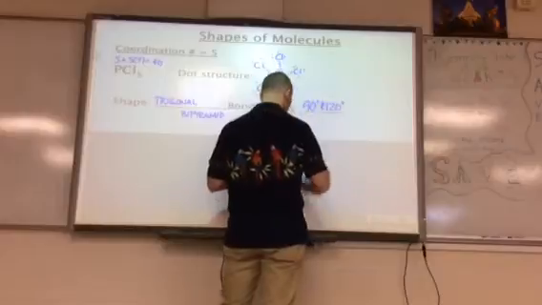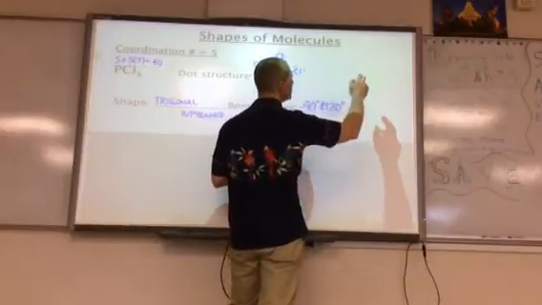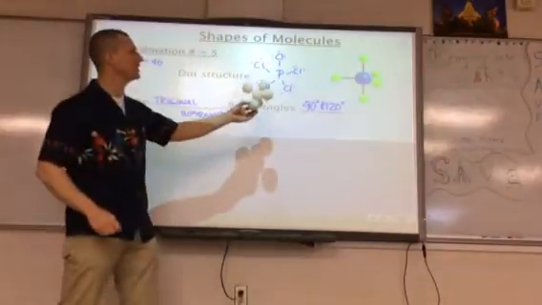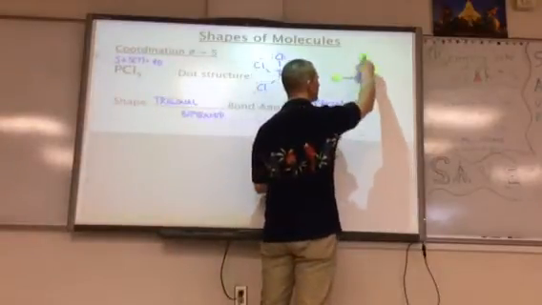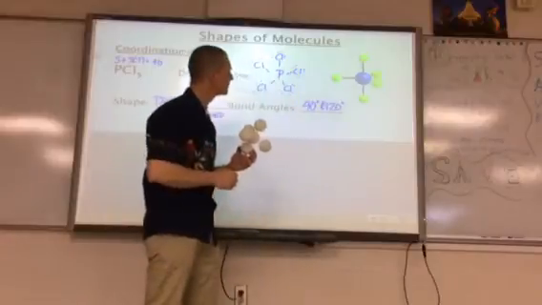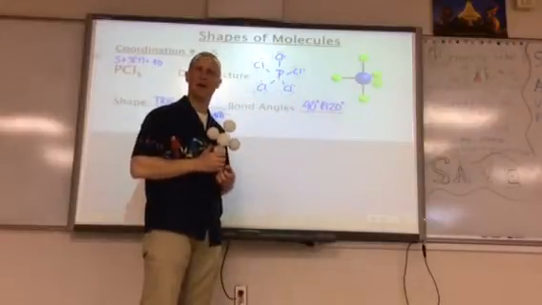You can see that, right? So our model, you can see the model, I think it looks better than what I have here. You can see the 3 along the waist, and then the top and the bottom. That's a trigonal bipyramid.